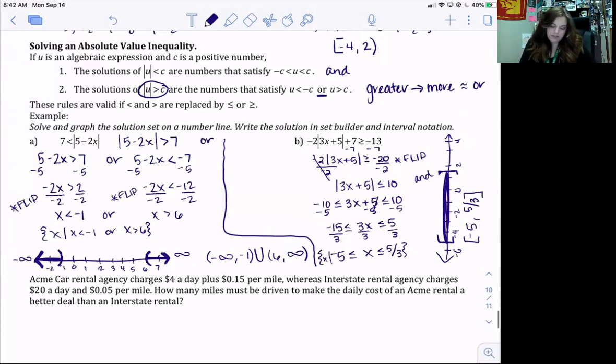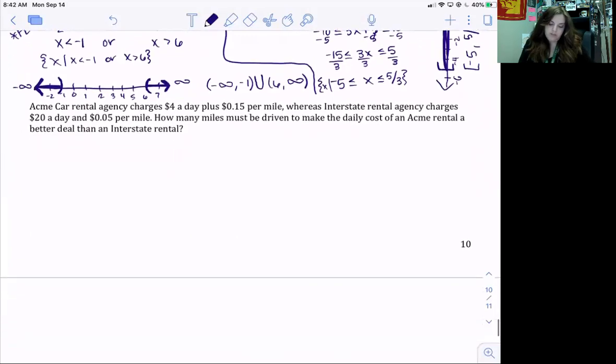All right, and last problem. Acme Car Rental Agency charges $4 a day plus 15 cents per mile, whereas Interstate Rental Agency charges $20 a day and 5 cents per mile. How many miles must be driven to make the daily cost of an Acme rental a better deal than an Interstate rental? So we're comparing Acme and Interstate. To be the better deal, that means it's going to be less than.